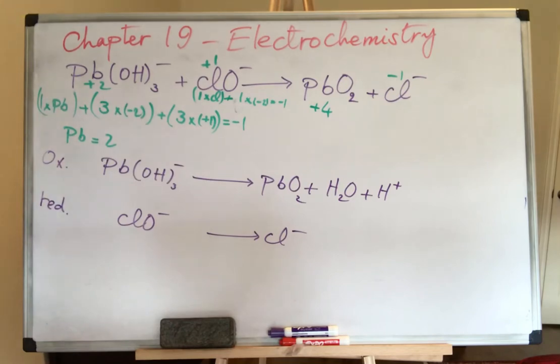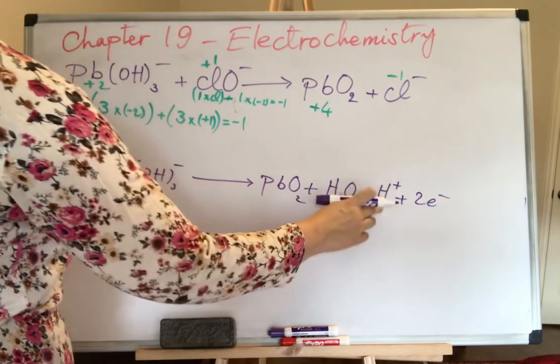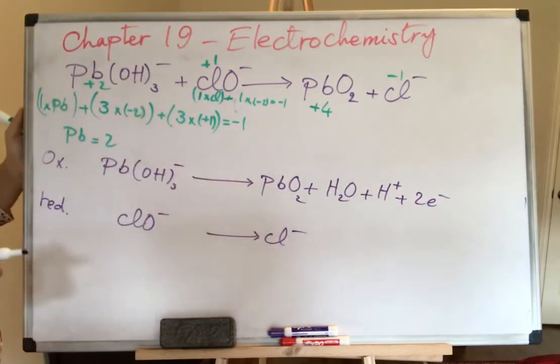How do you balance the number of electrons? You always add electrons to more positive side. Why? Because electrons have a negative charge. So you add 2 electrons to this side. -2 plus 1 is -1.